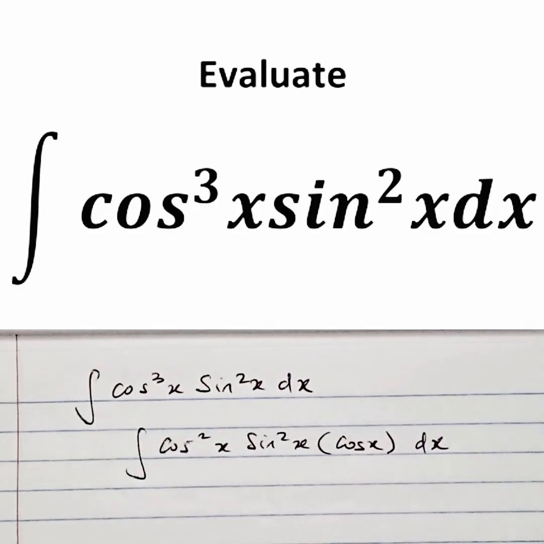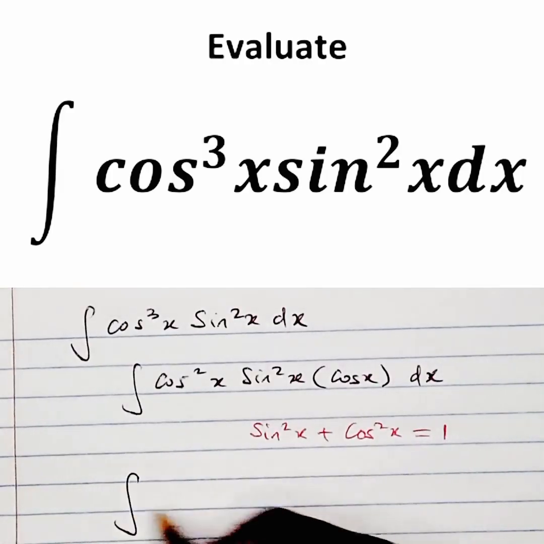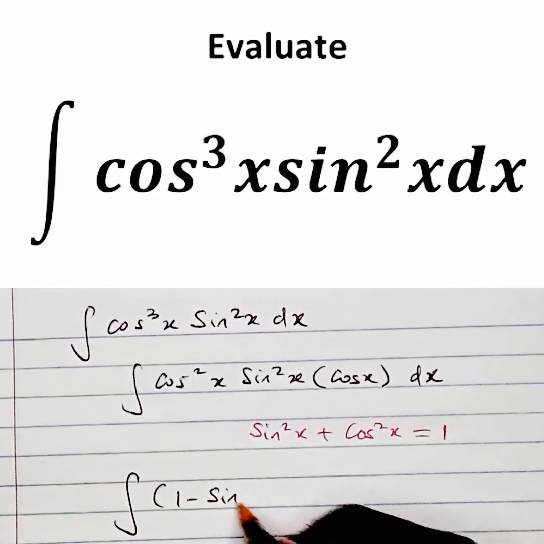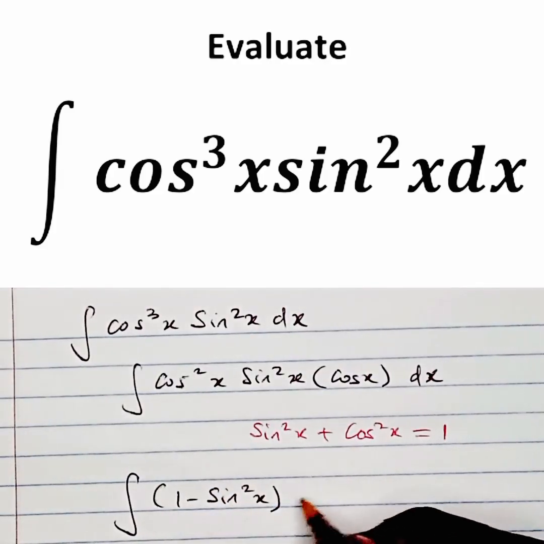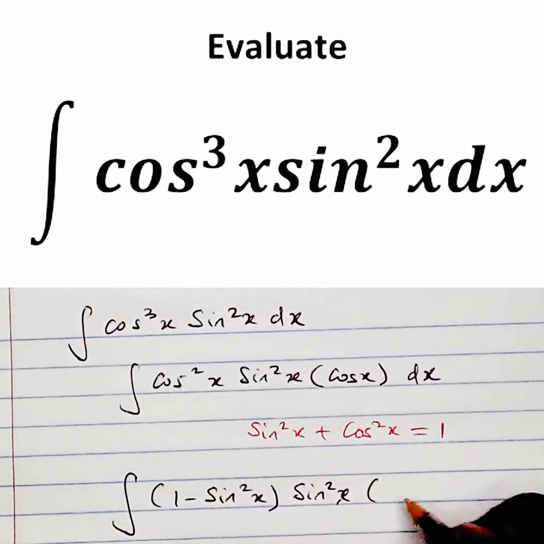Right? Now we are going to use the square identity. You remember that says sine squared x plus cos squared x is equal to 1. So in this regard, in the place of cos squared x, we are going to put 1 minus sine squared x, then sine squared x, this one right here, and then we put our cos x, then dx.